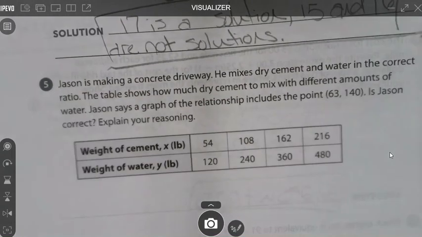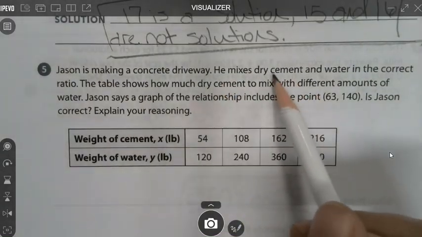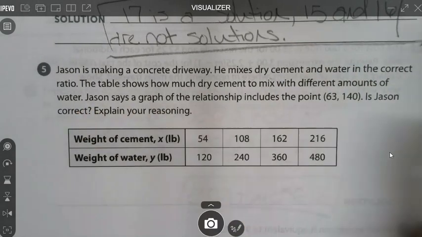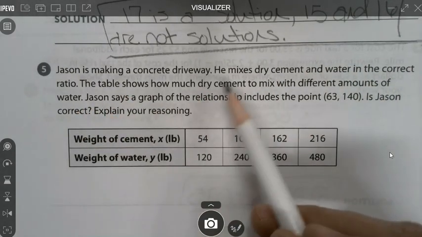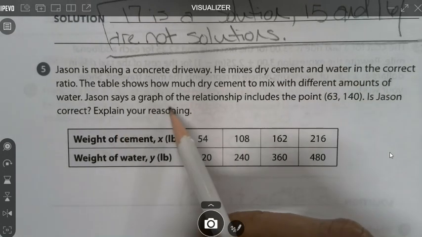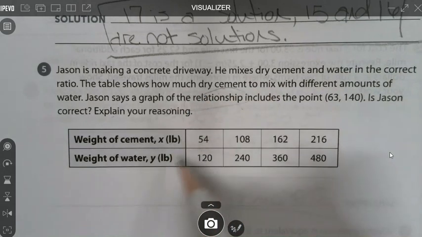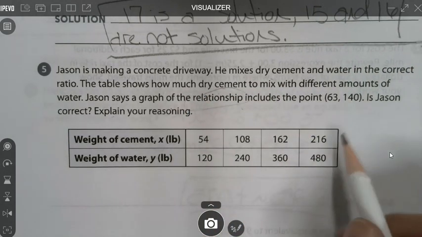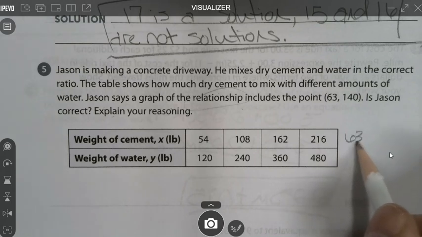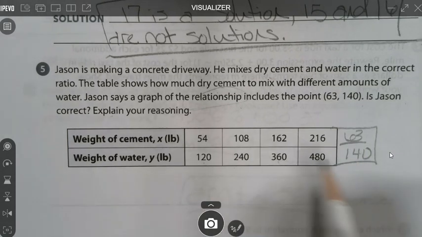Number 5. Jason is making a concrete driveway. He mixes the dry cement and water in the correct ratio. The table shows how much dry cement to mix with the different amounts of water. Jason says that the graph of the relationship includes the point 63 and 140. Is Jason correct? Well, what do we know about equivalent ratios?